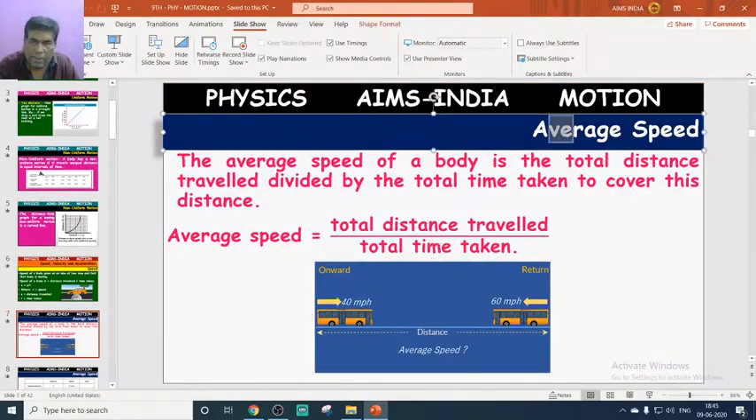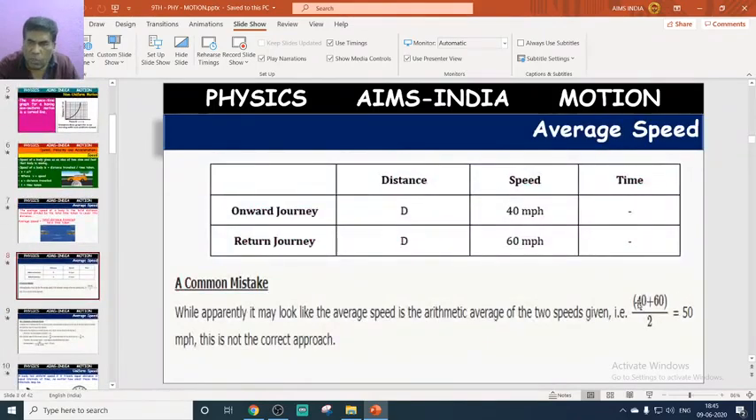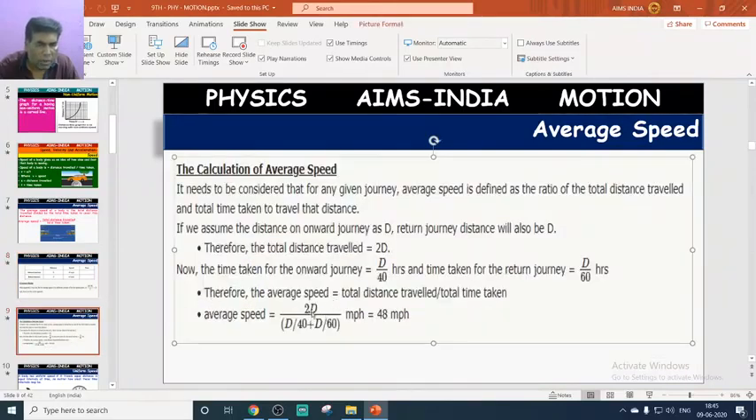Next, what is average speed? Average speed, we should not calculate like this. This is wrong. How to calculate? Total distance by total time. Like that we have to calculate.